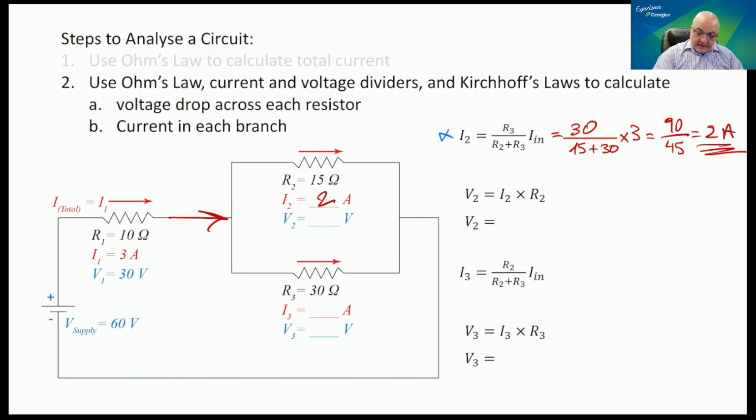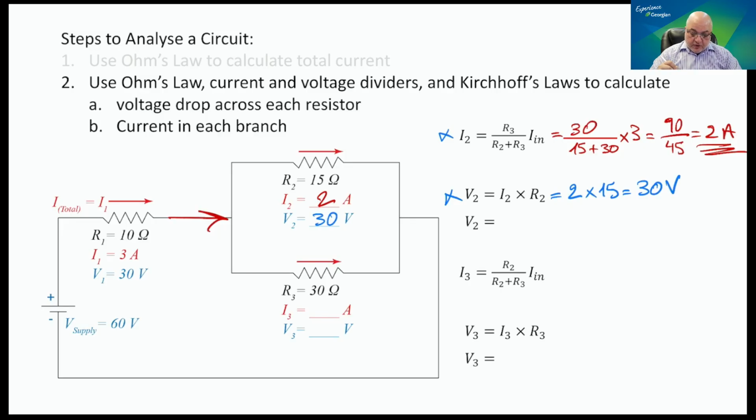So the next thing is V2. We're going to use our beloved Ohm's law right here. V2 is equal to I2, which we just calculated to be 2 amps, multiplied by 15 ohms, which is given to us. So that's 30 volts.